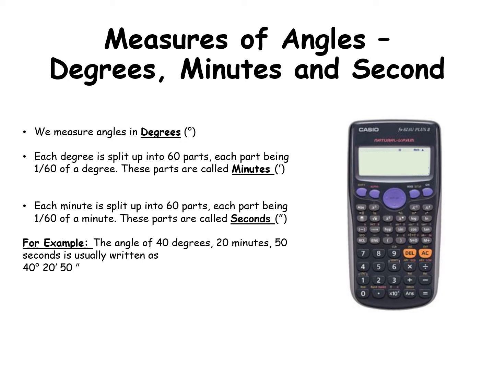We have a button on our calculator that's going to make our lives so much easier with this, and it's here. It's the degree, minute, seconds button. If you're using a Sharp, it actually says DMS, degrees, minutes, seconds.